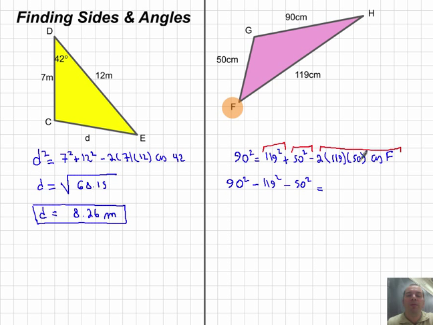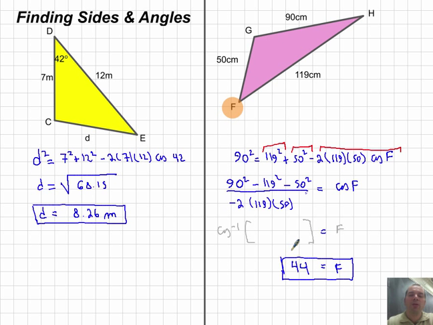Or in other words, I'm going to divide both sides by -2 times 119 times 50. So this goes dividing by -2, 119 and 50. And that's equal to cosine f. Right? So now I'm going to do this in gray because I would not actually write it down. But I'm going to get the answer for this. Cosine inverse. I'm going to put that answer there, and that's going to be equal to f. I'm going to let the calculator take care of it, and I will say that f works out to be, rounded, 44 degrees. Make sure that you can get this answer. So you've mastered cosine law.